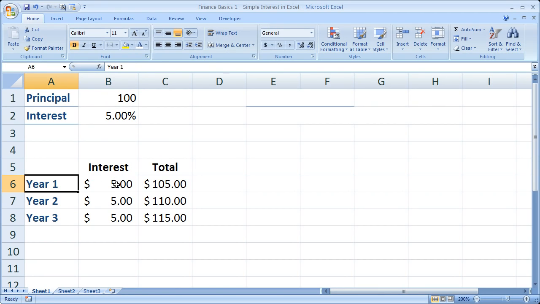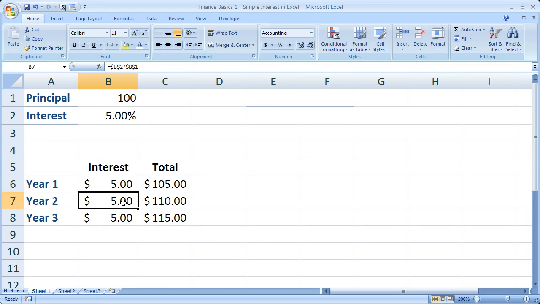So let's say that I have $100 at the beginning of year one. I get my interest at the end of year one, $5, 5%. So I have a total of $105. Now, year two, I have $105 at the beginning of year two, right? Because I got paid for my interest in year one. So I have $105, but my interest payment is still only $5 for year two.